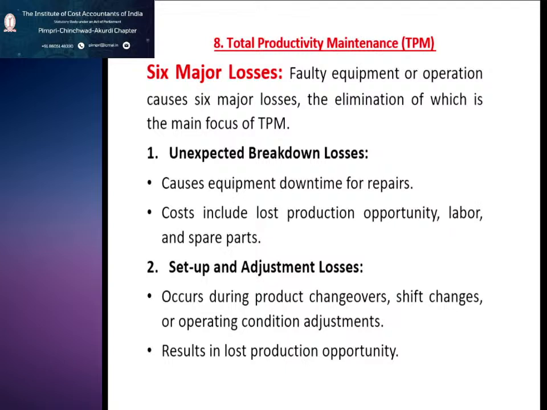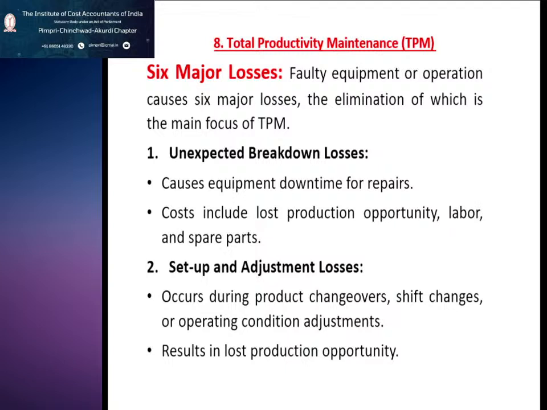So that's one of the losses that is getting eliminated because of the TPM. The second type of loss is the setup and adjustment losses. This occurs during product changeovers, shift changes and operating condition adjustments. Traditionally, these are the losses which used to happen whenever there was less dependency on technology and it was more human driven.